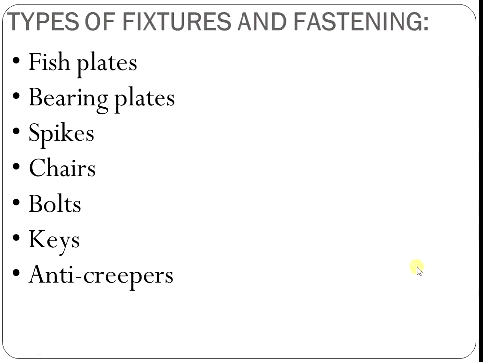Next, here we see the types of fixtures and fastening. The various fixtures and fastening used in railway track. The first one is the fish plates. Next one, bearing plates. Next, spikes. Next, chairs. Next one, bolts. Next, keys. And the last one is the anti-creepers.